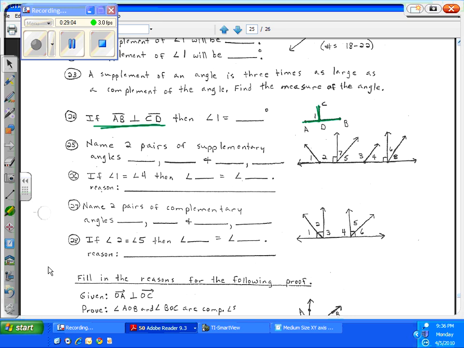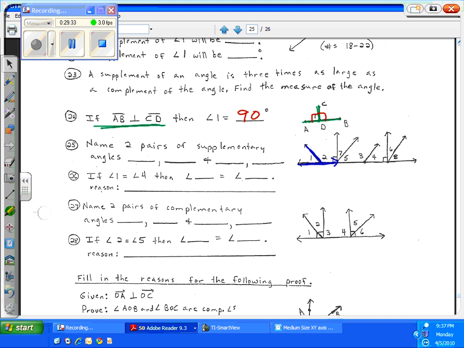Number 24. If AB is perpendicular to CD, we have to go to the definition. Perpendicular lines form equal adjacent 90-degree angles. So we can say that angle 1 is equal to 90 degrees. If we had to give a reason, it would be definition of perpendicular.